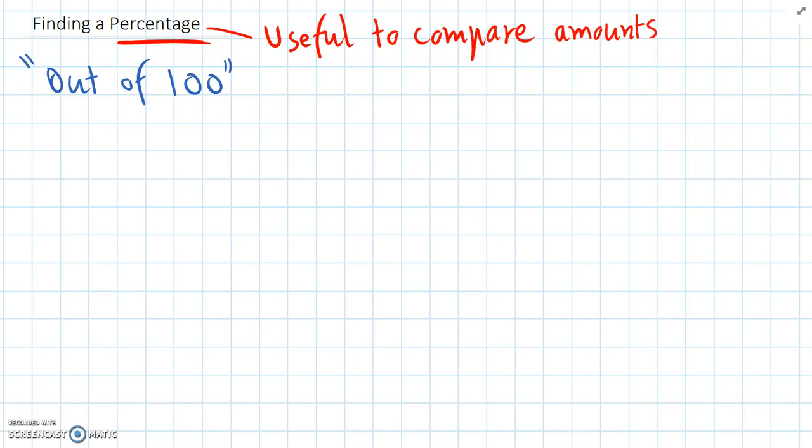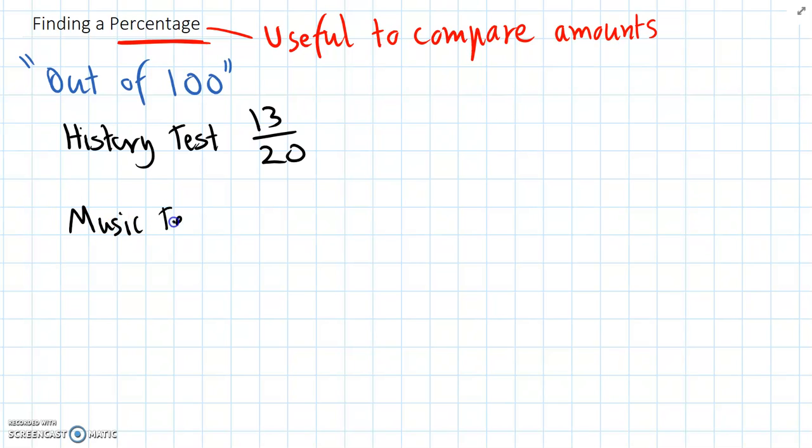So let's look at an example. If you, on your history test, get 13 out of 20 marks, but in your music test you got 18 out of 50, which test did you do better on? How can we compare your results because they were out of a different amount? So to compare, we can convert both of these fractions to a percentage and make a fair comparison.